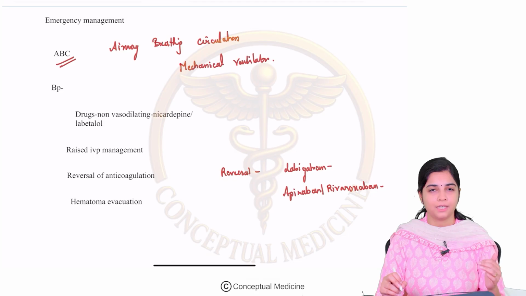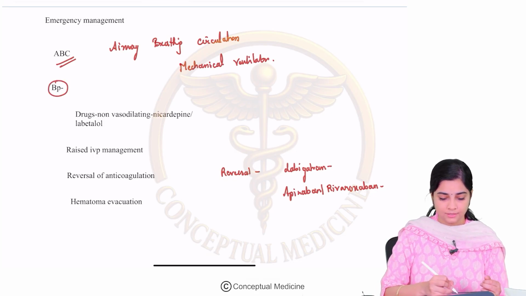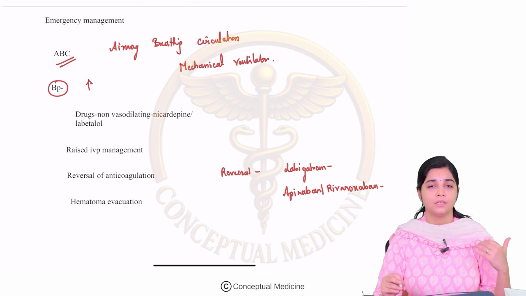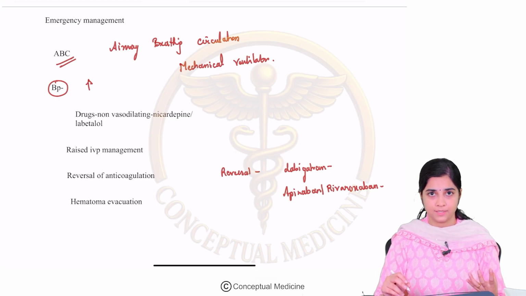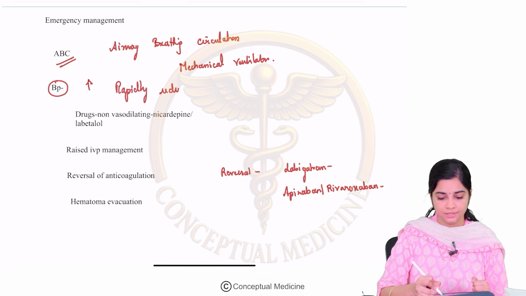Also ensure that the blood pressure is controlled. If it is a hypertensive hemorrhage, the blood pressure will be astronomically high, it may be about 200, more than 220, more than 240. These kinds of blood pressures you will be seeing. So, the blood pressure has to be rapidly reduced.